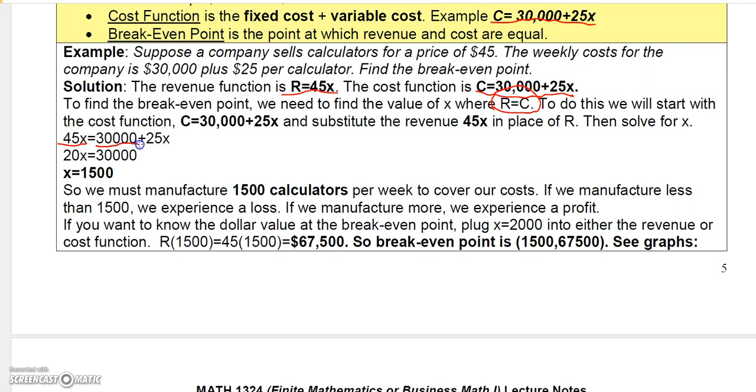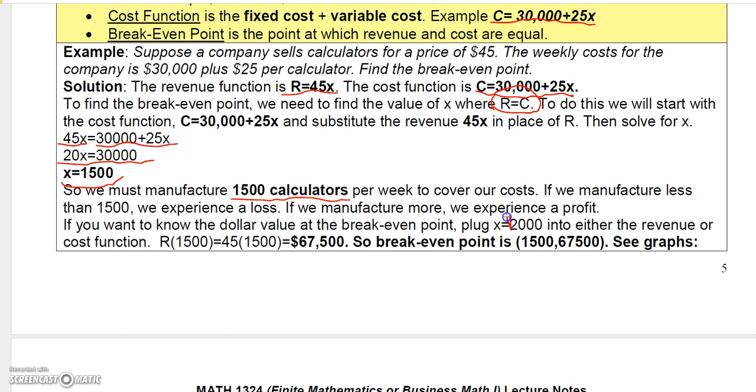And then that will give me a linear equation. And I can easily solve this linear equation for x. So now all I have to do is subtract 25x from both sides, and I'll get 20x equals 30,000. Then just divide both sides by 20, and I get x equals 1,500. So we must manufacture 1,500 calculators per week to cover our cost. So that's the x value of a break-even point. And so if we manufacture less than 1,500, we'll experience a loss, and if we manufacture more, we experience a profit.